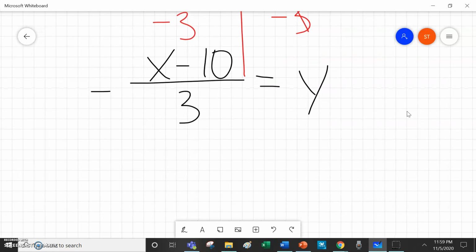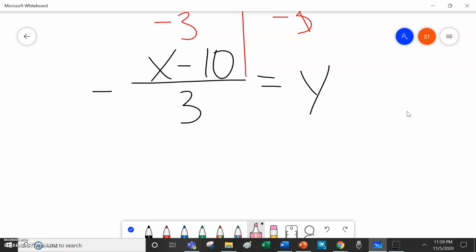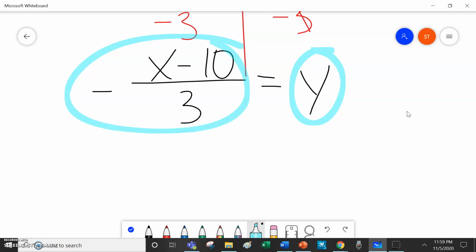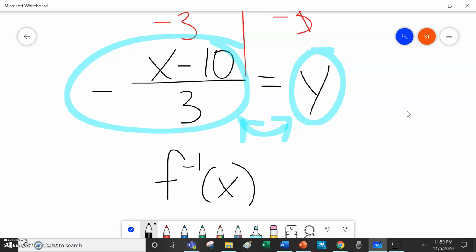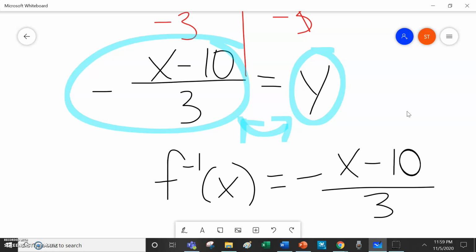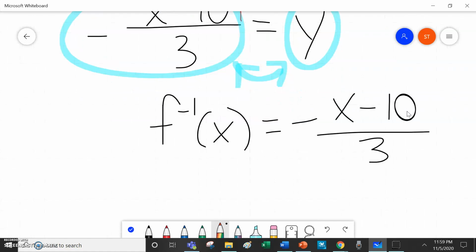And then finally, I tend to like switching my position of my y with the rest of my equation. I like to switch them up just because it looks neater to me, but I'm going to also replace y with function notation. Now to indicate the inverse, I do f inverse of x, and the inverse is indicated by raising to a negative 1 power, quote unquote, equals negative x minus 10 all over 3. And there we have our inverse function.